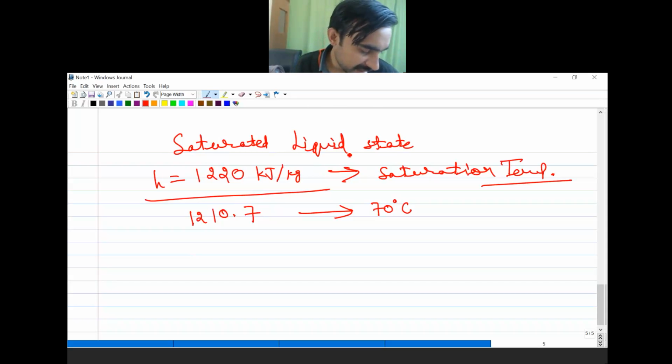Okay, I made a mistake. I have written it wrongly. Let me write saturated liquid. Now, can you specify?